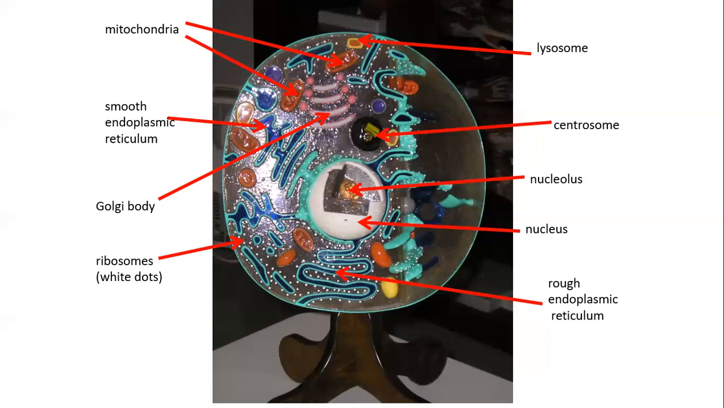We will pay a lot more attention to the organelles and internal structures. So let's review these in the order of the lab manual.